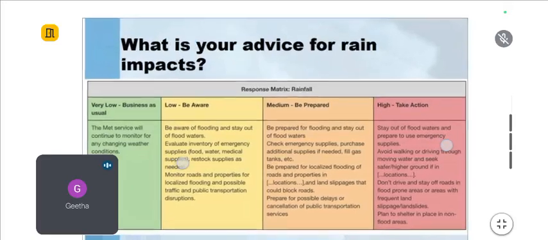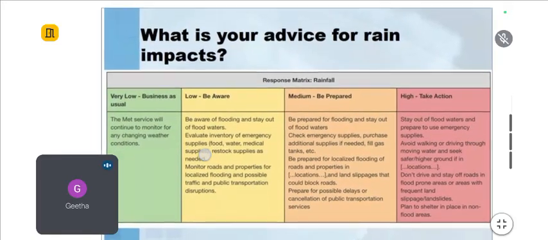Then see whether flooding is happening in your area. Just see outside what the water level is. All these things the public have to do. This is the response. And then if it is medium, be prepared for flooding and stay out of flood waters. Take emergency supplies. Purchase all additional supplies. Be prepared for localized flooding.